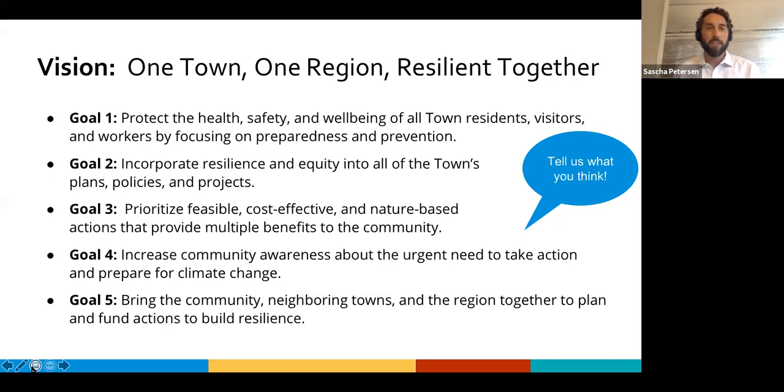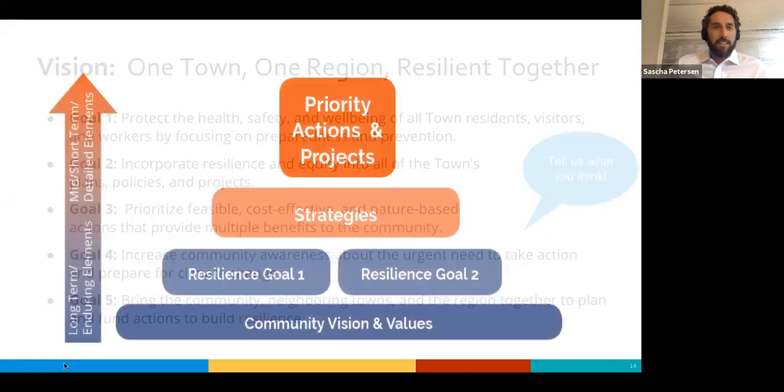And then finally, the last 2 goals are increasing community awareness about the urgency to take action and prepare for climate change, and also bringing the community, town, and the region together to both plan, but also fund some of these efforts. I'm not going to take a long time to pause, but if you have comments or thoughts on these, please feel free to put them into the chat. And then also, as part of that story map that Mindy mentioned, there are specific questions about these goals that you can provide more detailed comments there. Next slide.